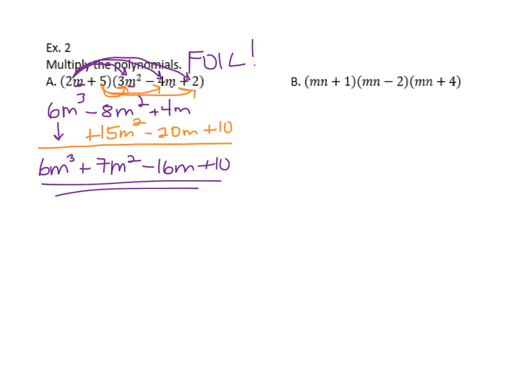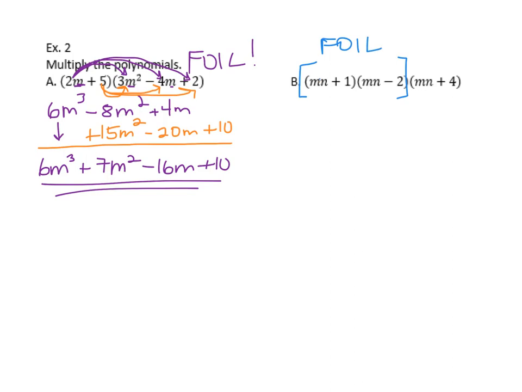Now the next example is even crazier. Not only do we have 3 parentheses, but we have m's and n's. So we just need to be careful how we write this out. What I'm going to do is just start with the first 2, and we'll do a FOIL there.